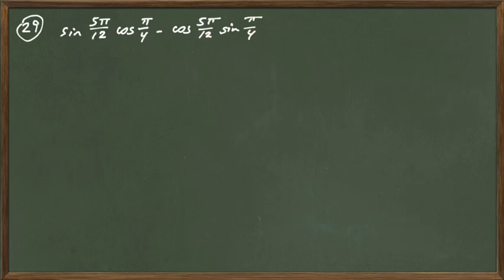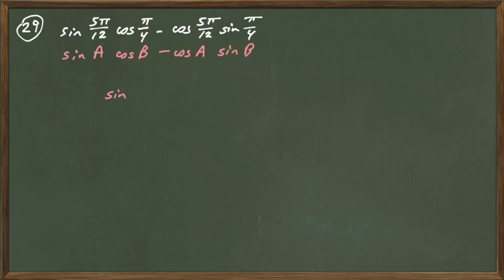Okay, after 21, somebody asked me 29. I like these type, fair warning. Which one does this match? Does it go cosine, cosine, or does it go sine, cosine? So is there something that says sine A cosine B minus cosine A sine B?